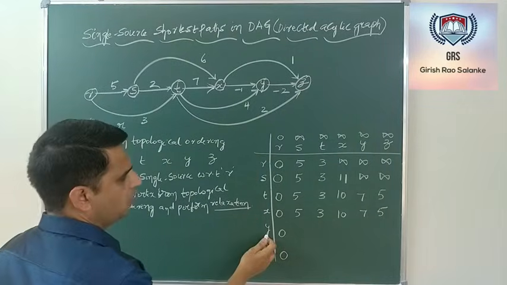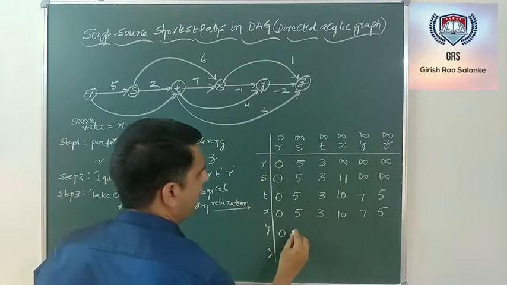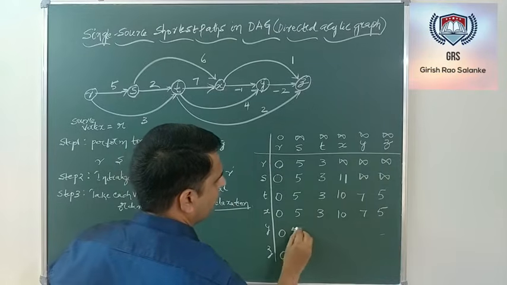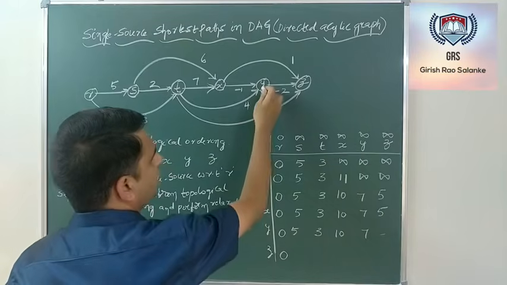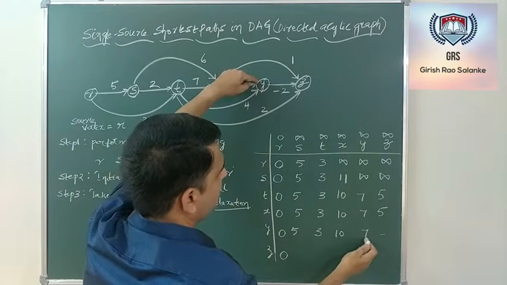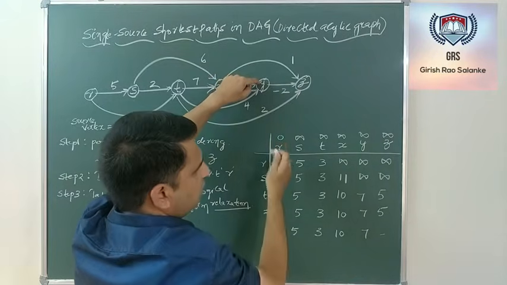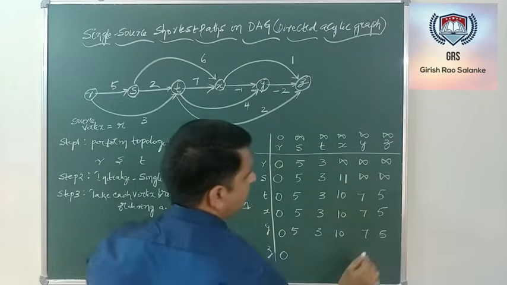Next, with respect to Y. Is there any edge? I think the only edge from Y is to Z. All other things, I need to only check with this. All other things will be the value of the previous iteration. Now, what is the shortest distance to Y? Shortest distance to Y is 7. Now, 7 and -2. 7 minus 2 is 5. In the previous iteration also it was 5. So minimum is 5 only.